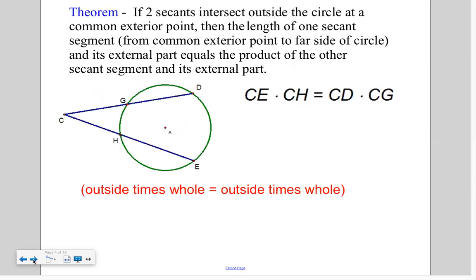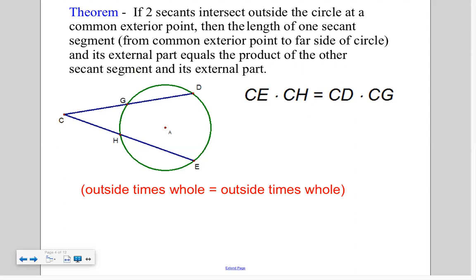All right. Here we have some segment lengths, but now the intersection of those two lines or segments isn't in the circle, it's outside the circle. Okay. So we got, if two secants intersect outside the circle at a common exterior point, then the length of one secant segment from the common exterior point to the far side of the circle and its external part equals the product of the other secant segment and its external part.